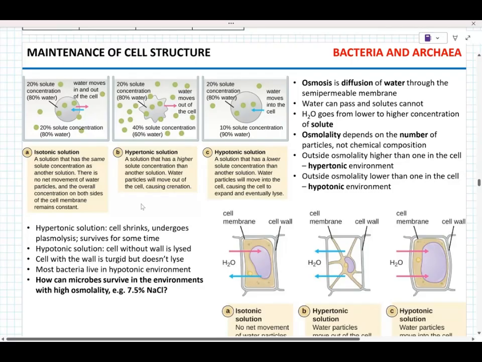Now, how do cells maintain their cell structure? Well, here we're talking about osmosis. So first of all, what is osmosis?